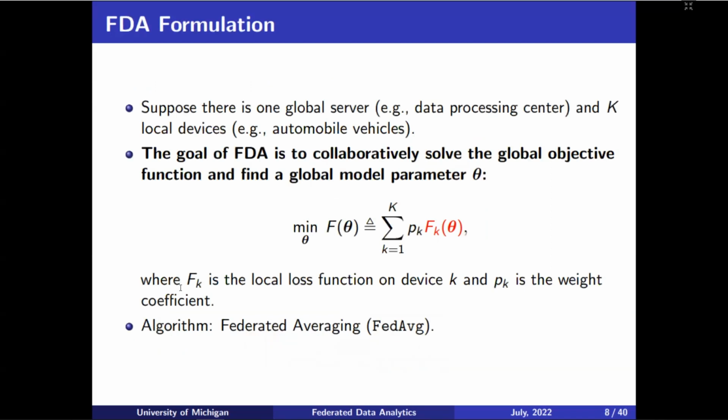Now, let me present the idea of the FDA. Let's suppose there's one global server, and there are also K local edge devices, such as automobile vehicles. The goal of FDA is to solve the following objective function, where p_k is a weight coefficient and f_k is a local loss function. The most fundamental algorithm to optimize this loss function is called federated averaging, or FedAvg.